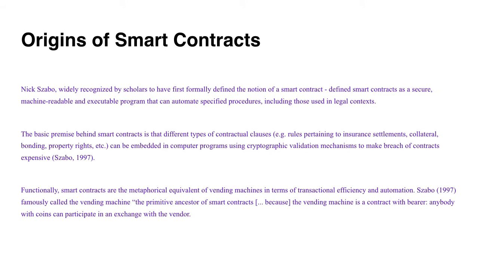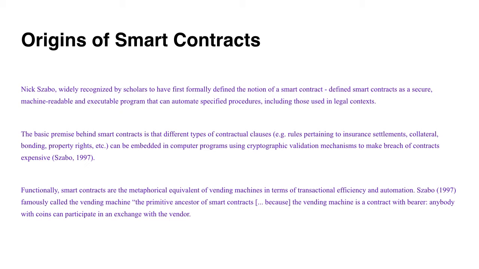So how did these smart contracts come about, right? Nick Szabo, one of the scholars, is considered to be a genius polymath. He has a couple of doctorate degrees from various universities in the world, and he works at the intersection of technology, law, science, and economics. He's widely recognized by scholars to have formally defined what a smart contract is. He defined smart contracts as a secure, machine readable, and executable program that can automate specific procedures, including those used in legal contexts. That's very important to note.